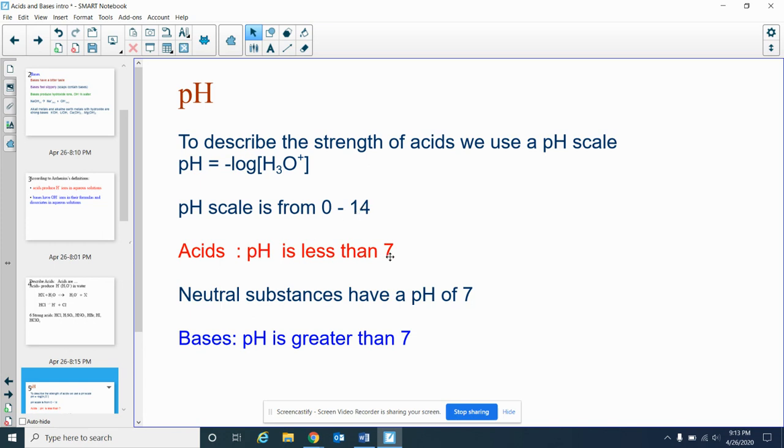So anything less than 7 is going to be an acid. So pH of 0, 1, 2, 3, 4, 5, 6.9, those are all acidic. But when it's pH 7, that's perfectly neutral. And then anything above pH 7 up to 14, that's as high as it usually goes, is a base. Okay, so less than 7, acid. Neutral is exactly 7. Higher than 7 is a base.